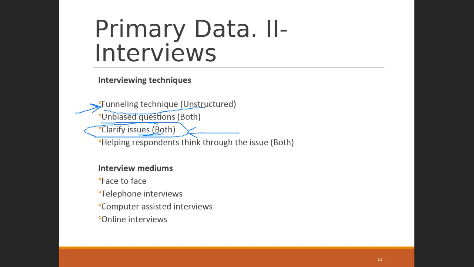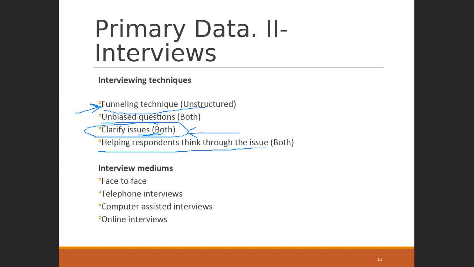Okay, sometimes your respondents are not very expressive in their opinion. They're not able to verbalize their perceptions or their replies. So all they answer is, I don't know, or all is fine, everything is good in this organization. In such instances, you need to help your respondents think through the issue.